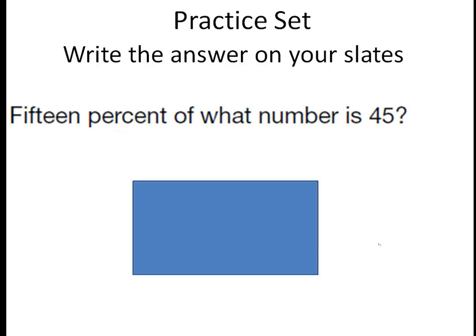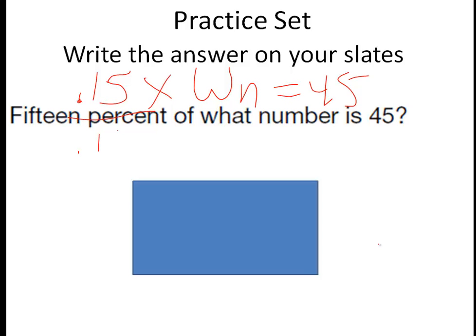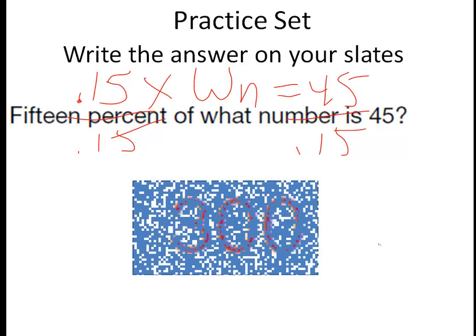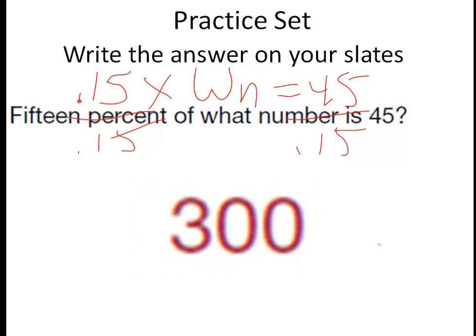Pause your video. Okay, so 15%. I like to do the decimal. Change that to a decimal right now, 0.15, of what number equals 45. Divide by 0.15. Divide by 0.15. What did you get? You should have gotten 300. 15 goes into 45 3 times, and then you've got to come over 2 and give it the 2. It gives you the 300.